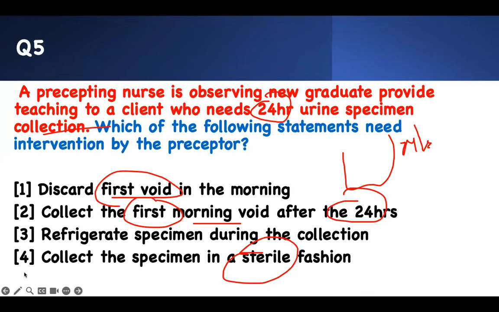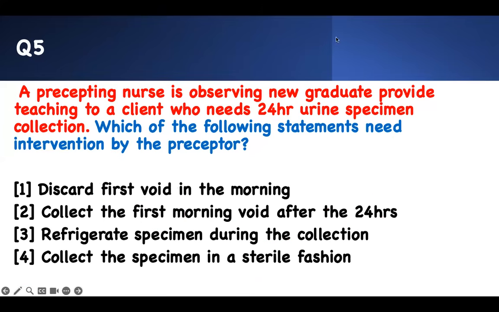Okay. Discarding the first morning void is good. Discarding the morning after 24 hours? No, collecting the morning after 24 hours is good. Refrigerating the specimen is good, but collecting the specimen in a sterile fashion is wrong. So this one needs intervention by the preceptor. So 4 is your right answer.